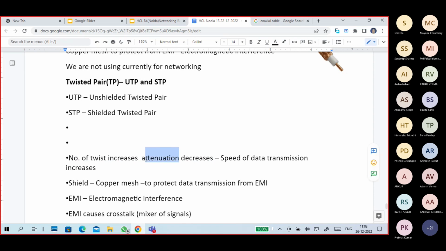What is the meaning of attenuation? Attenuation means opposing the signal, meaning your signal strength will decrease. If attenuation increases, signal strength will decrease, right? Now what have we done? We increase the number of twists, that decreases attenuation, which means it increases the speed of data transmission.